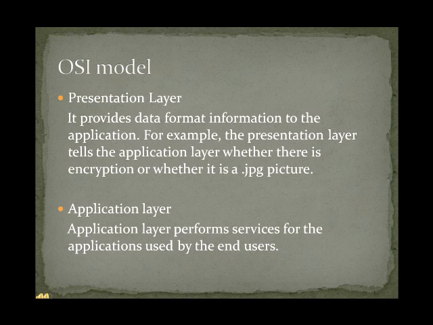The seventh and last layer of the OSI model is called the application layer. The application layer performs services for the applications used by the end users. This layer interacts with the software applications that implement a communicating component.